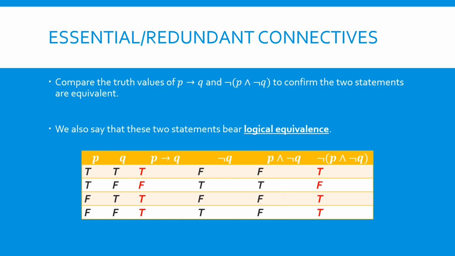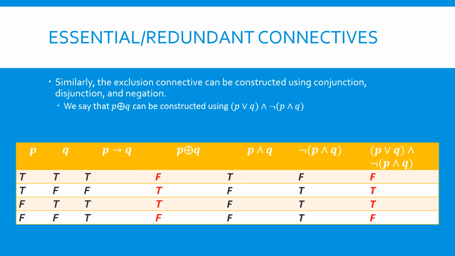Now, we can compare the 2 columns for P implies Q and not (P and not Q). We can see their truth values are identical for each row. Therefore, the 2 statements have the same meaning. We also say that these 2 statements bear logical equivalence. We will discuss more about logical equivalence in the next video. Using the same process, we can express the exclusion connective using conjunction, disjunction, and negation. You can verify the result by yourself if interested.